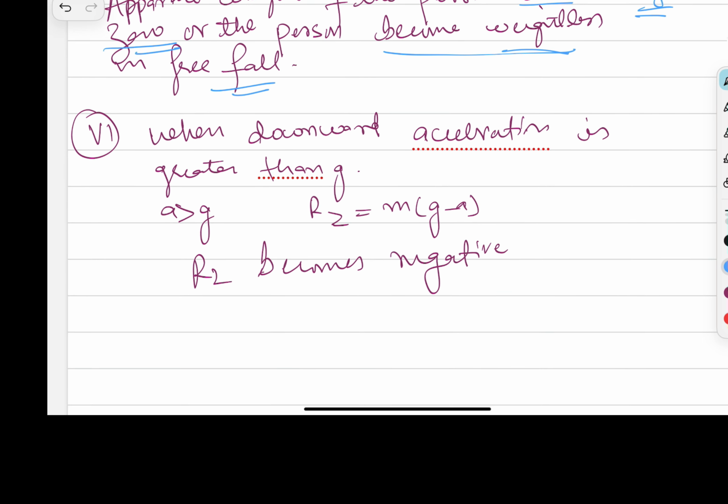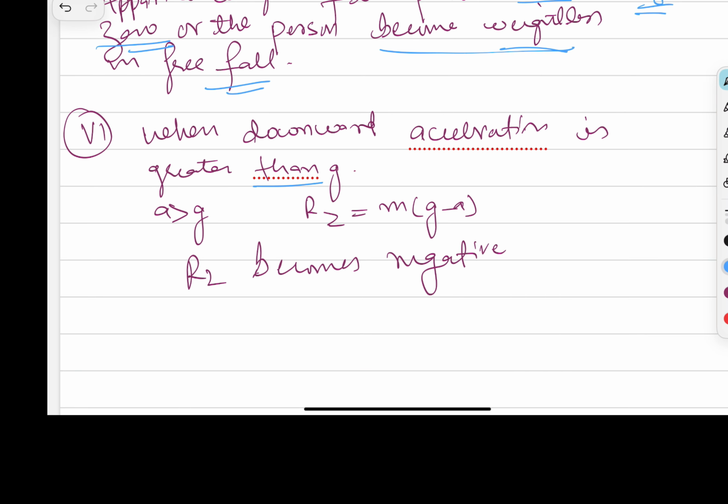In the next case, when the downward acceleration is greater than g, that means the acceleration is greater than the gravitational acceleration, then R is equal to m(g minus a), and R2 becomes negative.